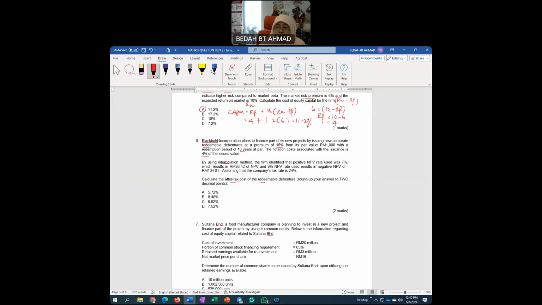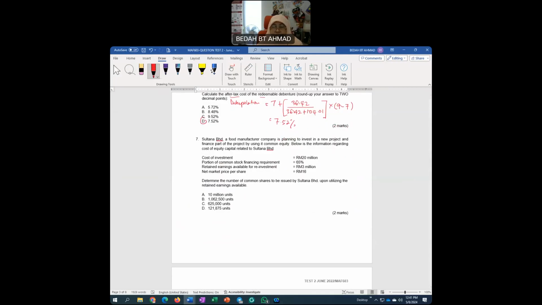Okay, so this one means that you are already given information on the positive and negative NPV and the range of rates, which is 7% and 9%. So just continue to do interpolation. The interpolation will start with the positive NPV, which is 7%. 7% plus the positive value 36.42 over 36.42 plus the negative value 104.01, multiplied by the difference. The difference is 9 minus 7. So that gives you about 7.52%. So the answer is D.